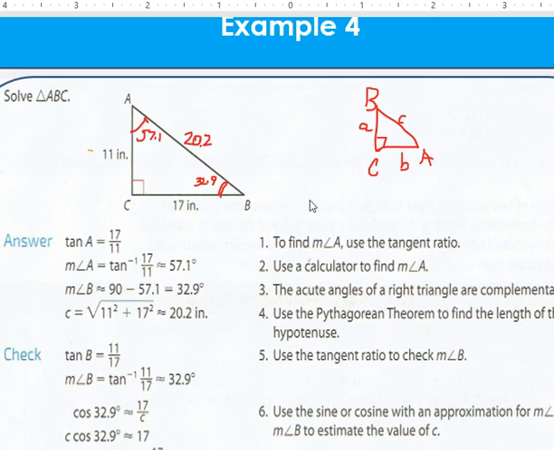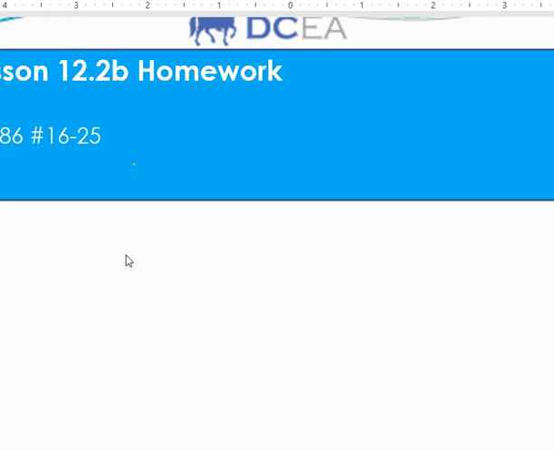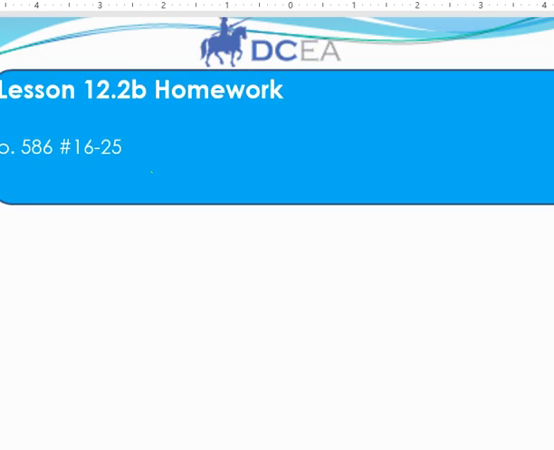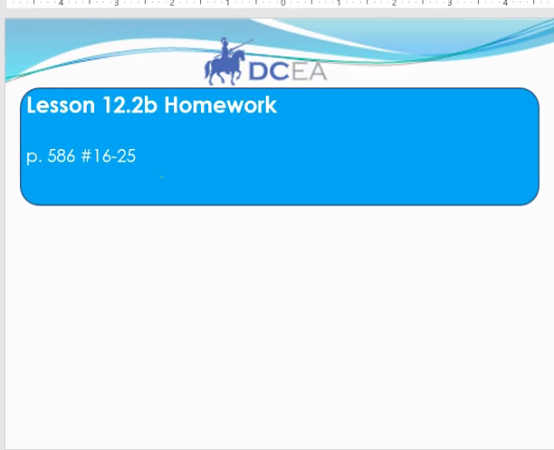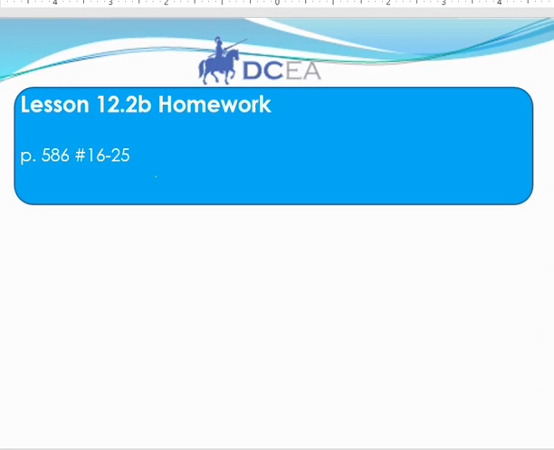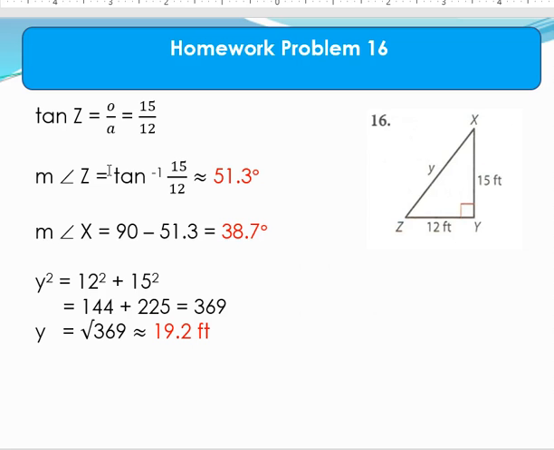Alright, so you'll find, and let me zoom out, that your homework uses these same equations over and over. You're doing numbers 16 through 25, and here's an example of a problem. Homework problem 16. Let's take a look at the triangle.